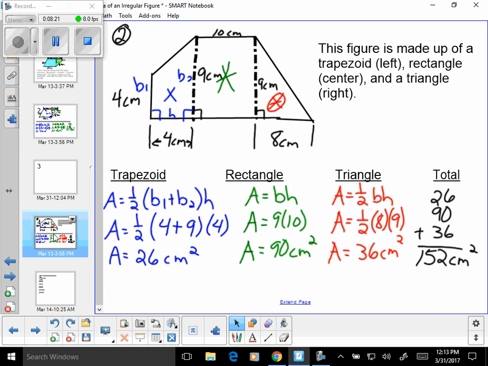That concludes lesson 8.3 on finding the area of an irregular figure.